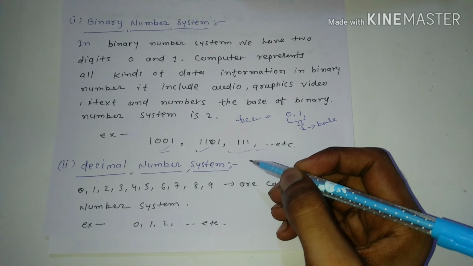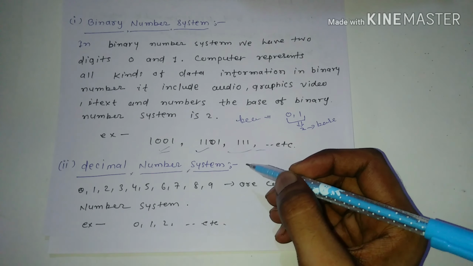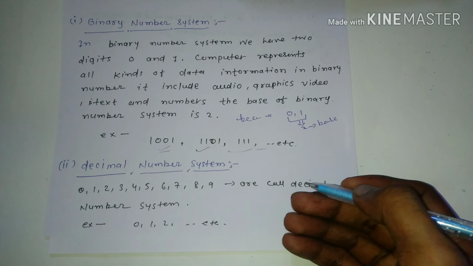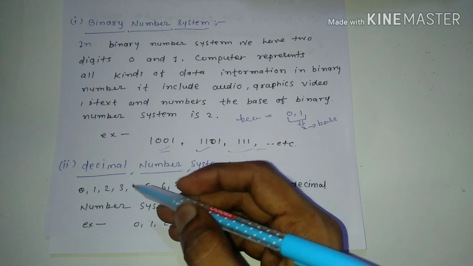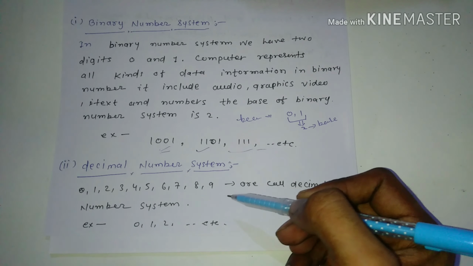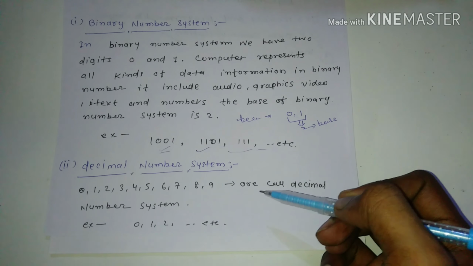What is decimal number system? The decimal number system is nothing but what we also use in general life. 0, 1, 2, 3, 4, 5 up to 9 is called decimal number system. We already know about it.